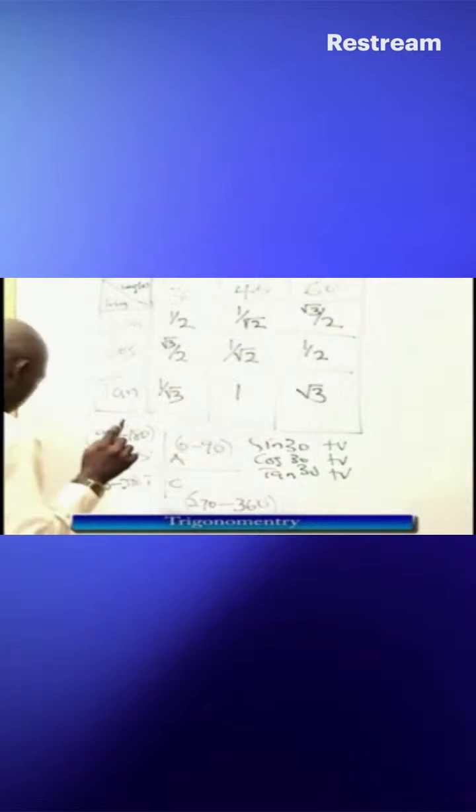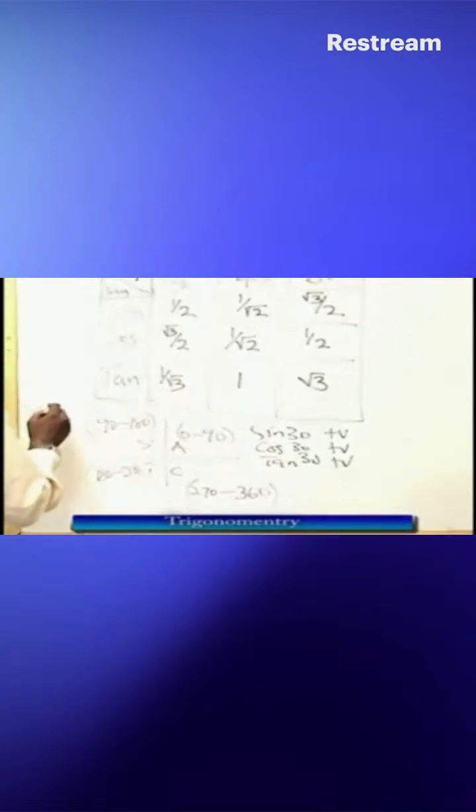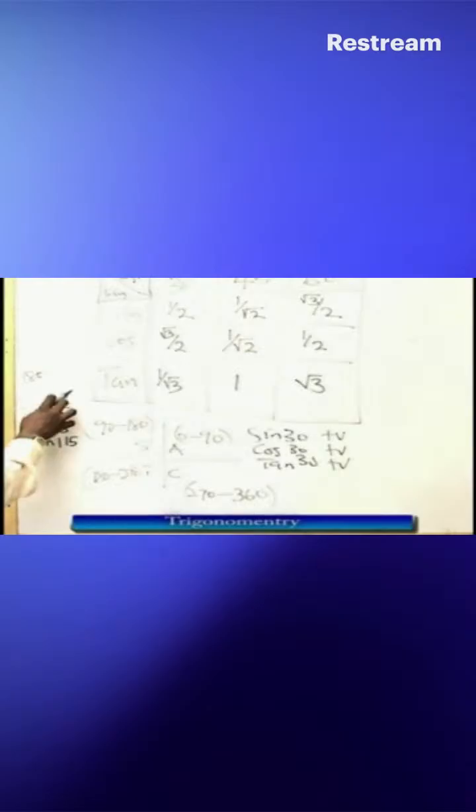Let me tell you what I mean. We have sine 115, cos 115, tan 115. Again, except you use a calculator, that is where you can get your answer. Otherwise, if you are going to use your 4-figure table, what you are going to do is subtract this obtuse angle from 180.